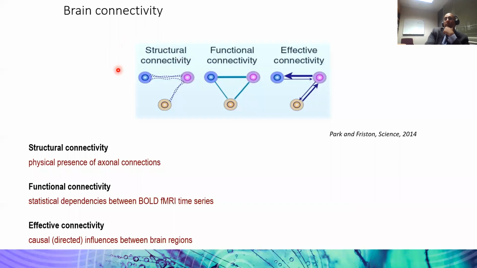Structural connectivity means the physical presence of axonal connections. So these are populations of neurons. Here we have three different neural populations, and they are connected by physical white matter fibers. You can think of this as if, in a large city like Melbourne, there are many different roads. You can consider brain regions as landmarks, and they are connected by a road network. These road networks are usually bidirectional.